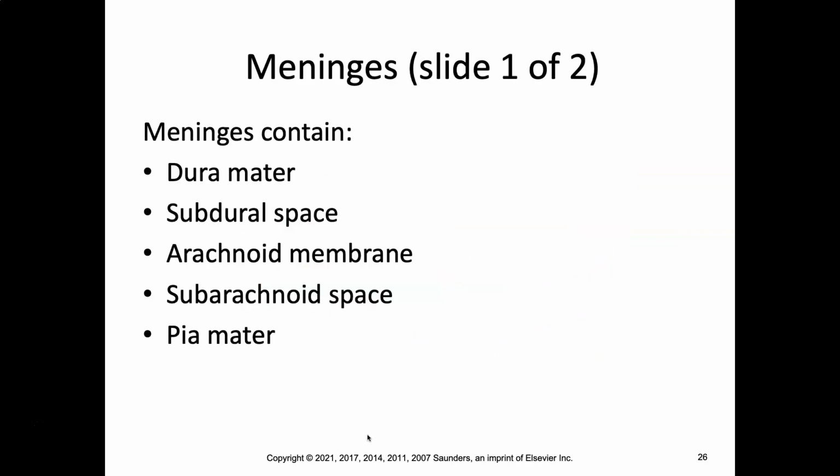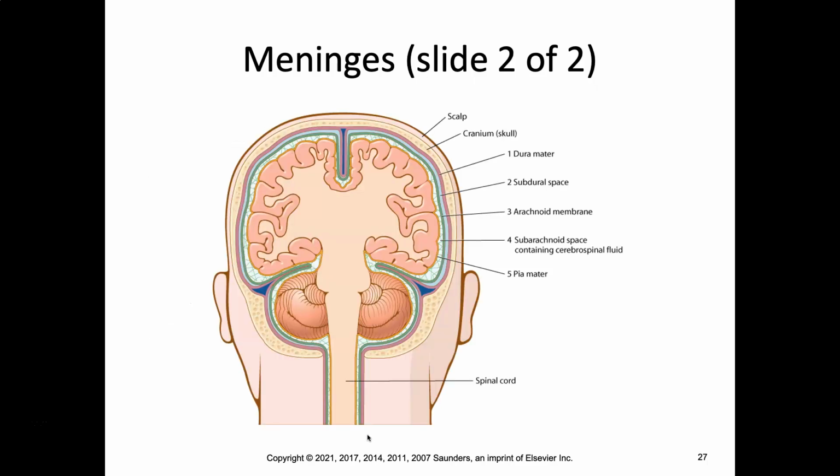So what are your meninges? They contain your dura mater, subdural space, arachnoid membrane. Arachnoid is not meant to be spider, but we think of arachnia, those types of things as spider, but it's a membrane. Subarachnoid space and your pia mater. Mater is the word for mother in Latin, so that may help you remember this.